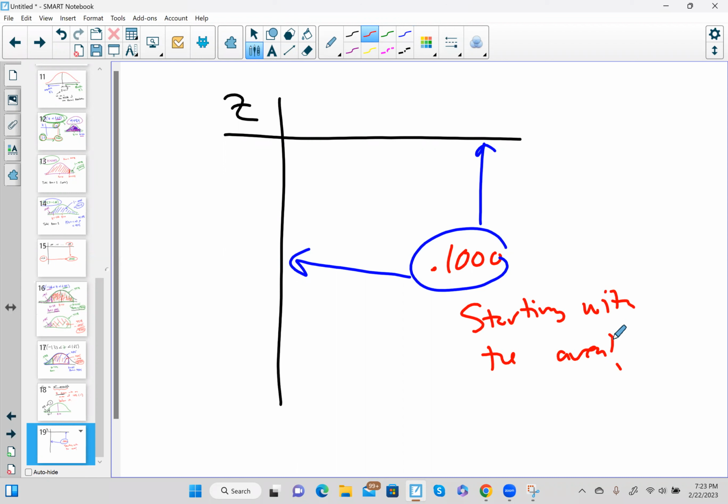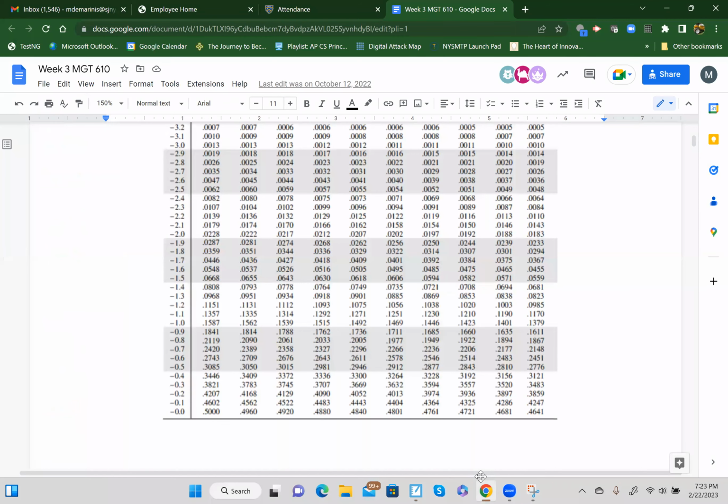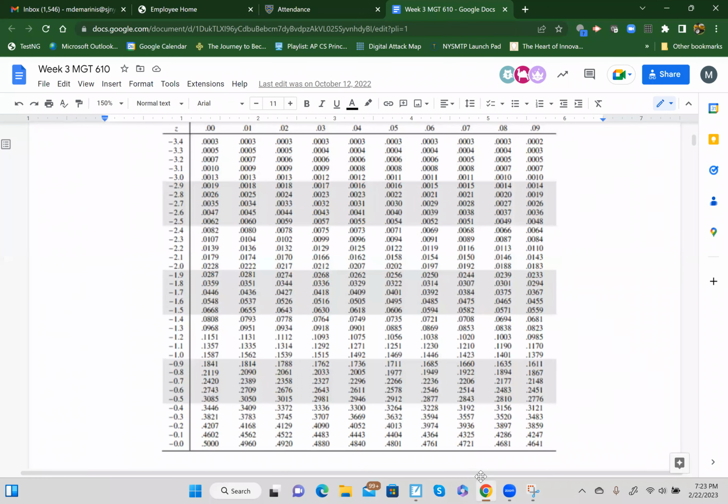I'm starting with the area and I'm looking out to the left and up to the top to try and figure out what z-score would capture that. So let's do that here. I see two numbers that are really close. We're looking for 10%, sorry.